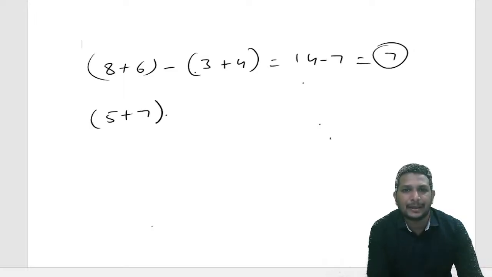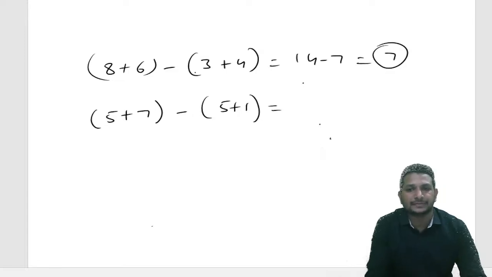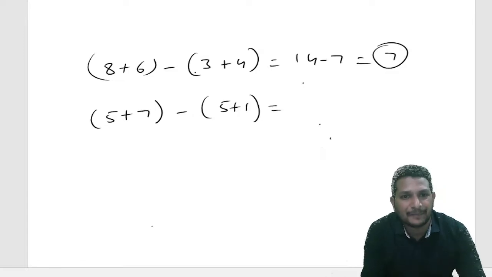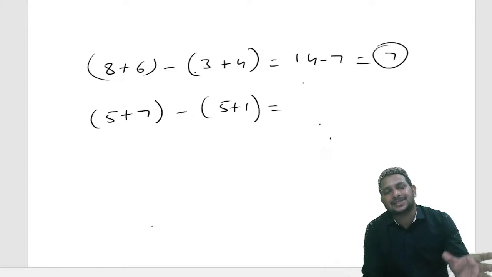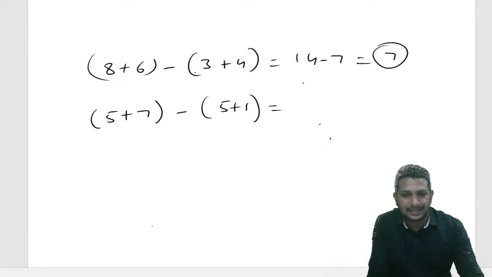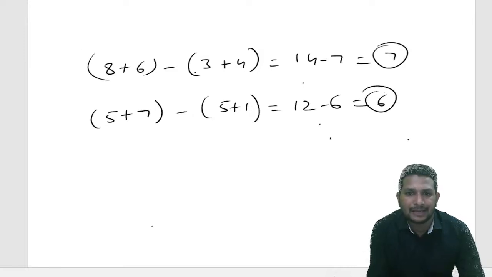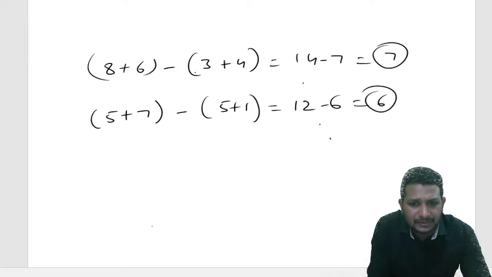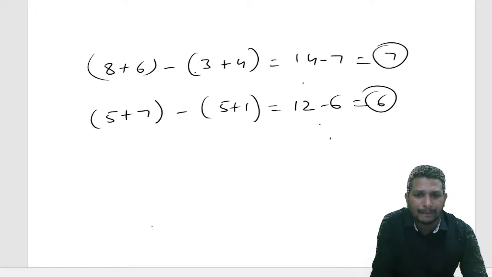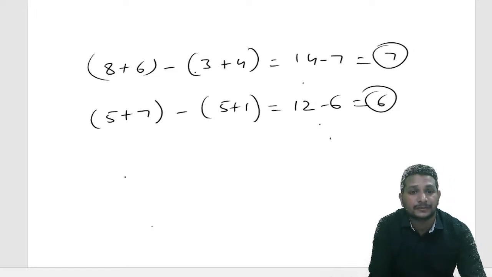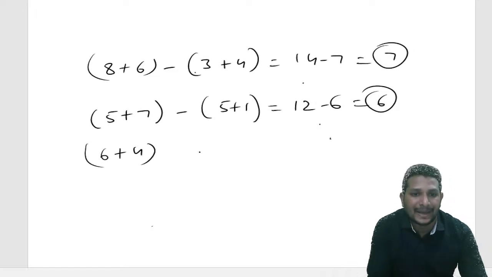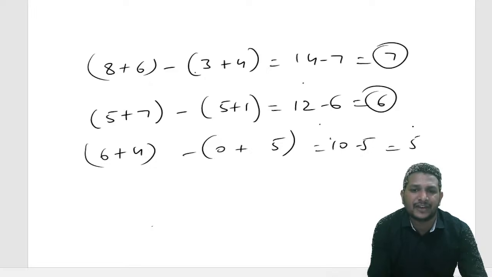5 plus 7 minus 5 plus 1. So what happens over here? 5 plus 7 becomes 12 and 5 plus 1 becomes 6. 12 minus 6 becomes again 6. Okay, we got that number also. Let's see the last number. 6 plus 4 minus 0 plus 5, right? 10 minus 5. So we got the answer as 5.